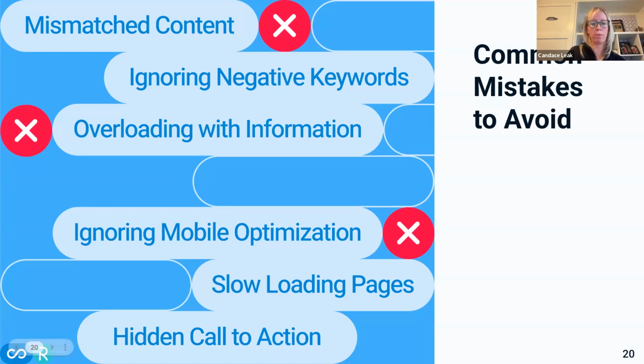So that's slow loading pages, and then the hidden call to action. I've often seen this where you go to a page and you're like, yeah, this is exactly what I want. How do I take that next action? And there, you've got to hunt for it. Don't make people hunt for it.